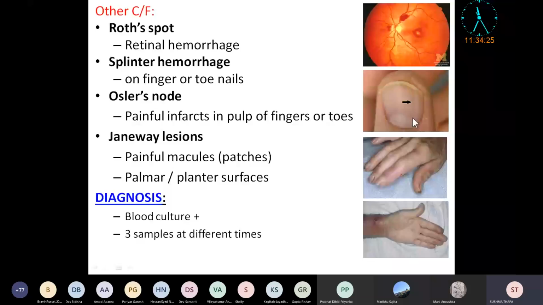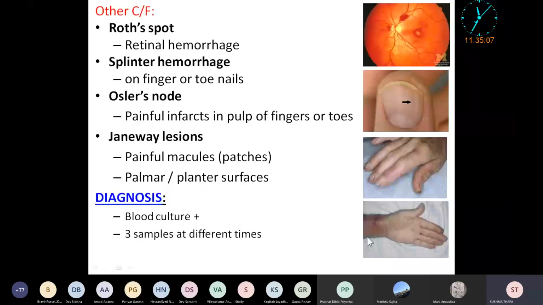Okay, and next is the Osler's node. In this patient, there may be a painful infarct in the pulp of the fingers or the toes. You can see here this redness, a nodular lesion, and these are all due to infarction. Maybe because of the smaller vessels, they are embolized. Because of the blockage of the vessel, this tissue is undergoing infarction. There is a painful lesion, a little raised area, which is known as Osler's node.